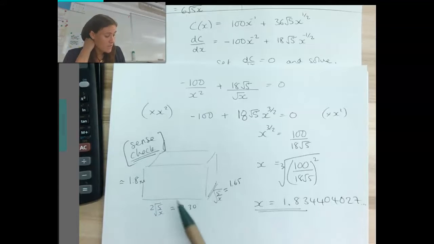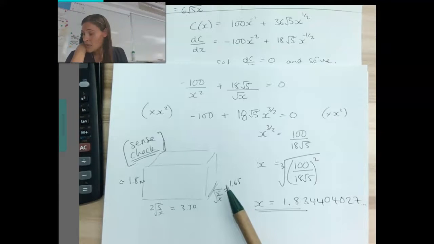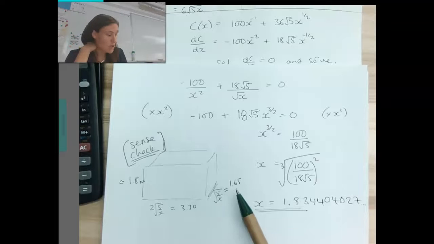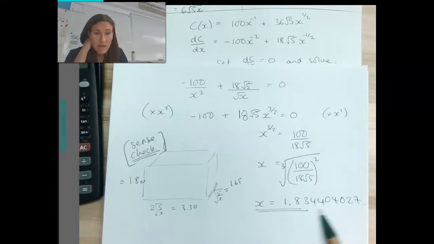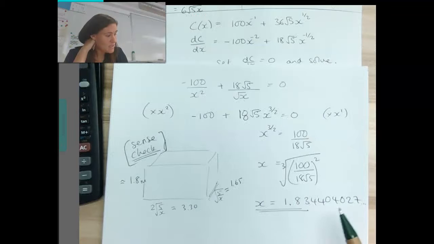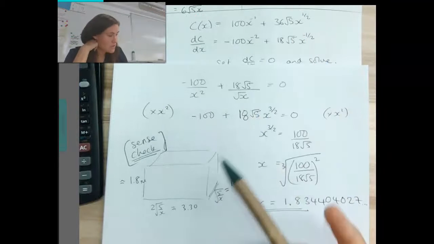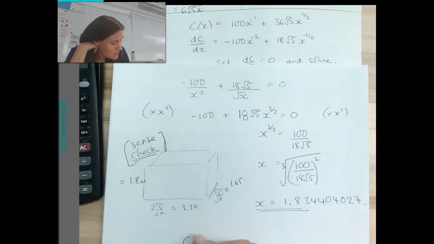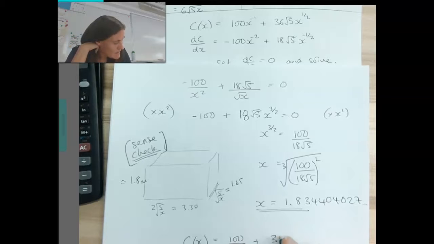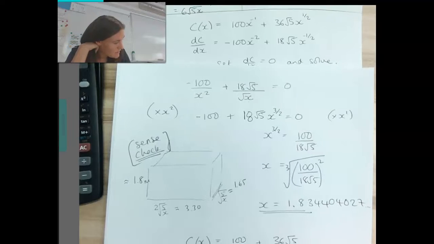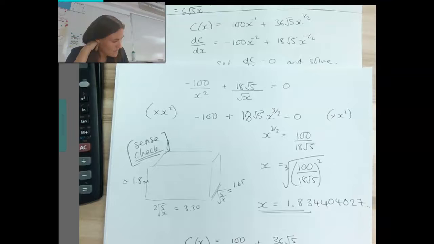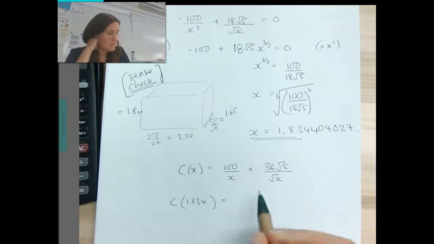Okay, so I wasn't actually asked to find these three values. The question asks me to find the minimum cost. So I need to take this number and substitute it into my expression for the cost. So the cost, writing it nicely, was 100 over x plus 36 root 5 over root x. So I'm going to substitute that value into this expression, and that should give me the minimum cost.